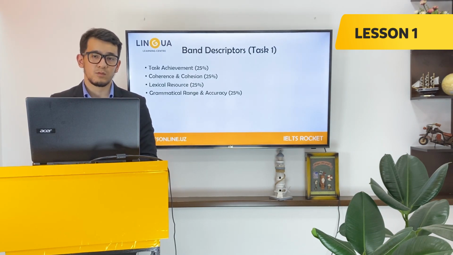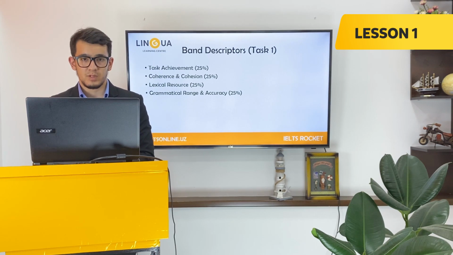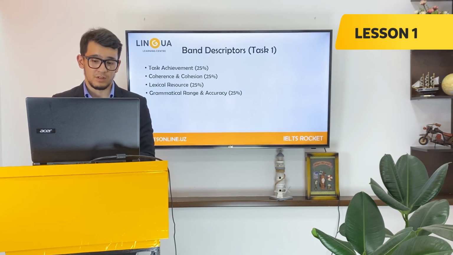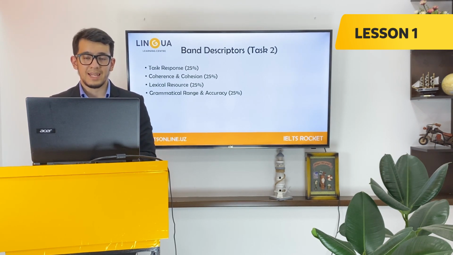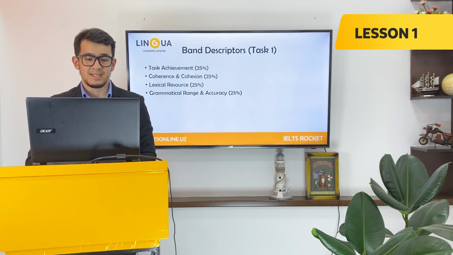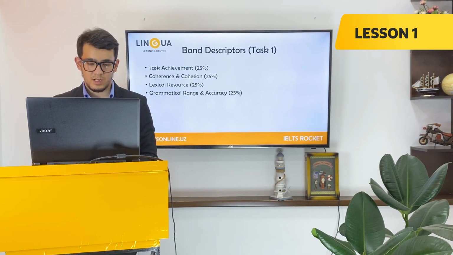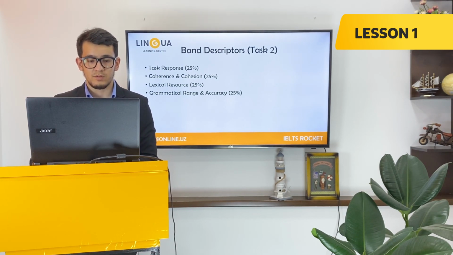We also have something that we call the band descriptors. We have those for task 1 and for task 2, and the only difference, as you can see, is this part. So for task 1 we have something called task achievement. For task 2 we have something called task response.